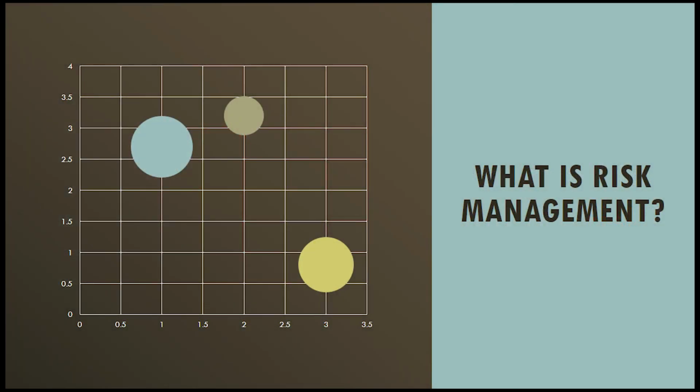So we have to understand risk, but what is risk management? Risk management is the process of identifying, assessing, and controlling risks arising from operational factors and making decisions that balance risk with offsetting benefits or rewards.